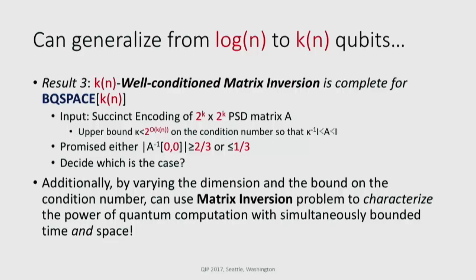So one more result, which I won't state formally, but I think is still surprising. You can read the paper to figure out all the parameters. But so far we haven't been talking about time complexity. We've only been talking about space complexity. But it turns out that by varying the dimension and bound on the condition number, we can use this matrix inversion problem to actually characterize the power of quantum computation with simultaneously bounded time and space.